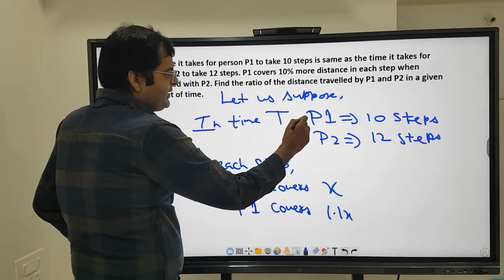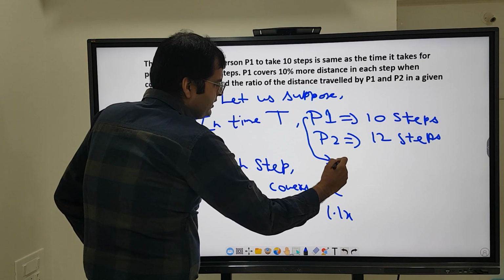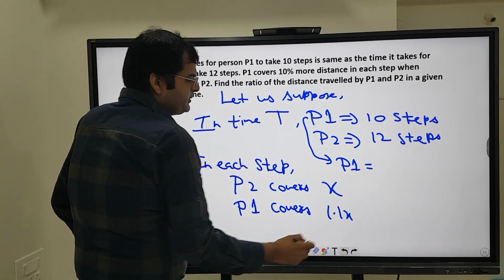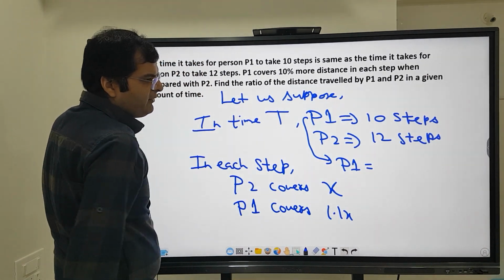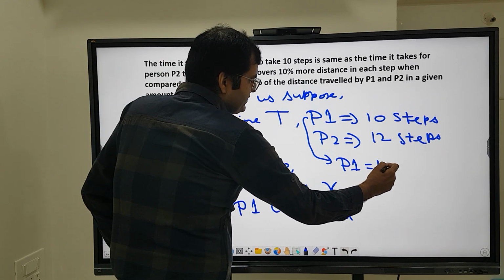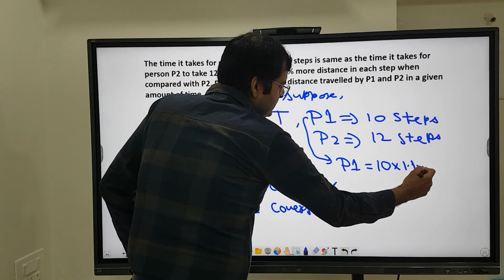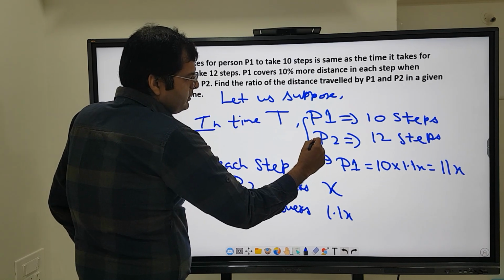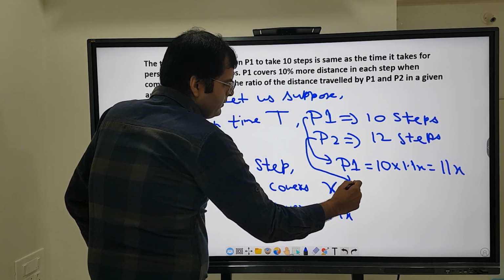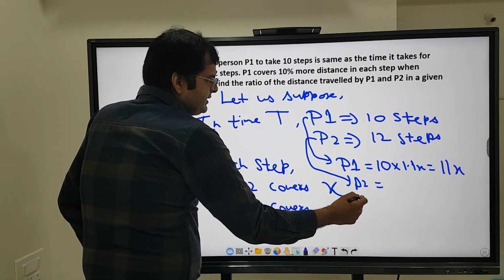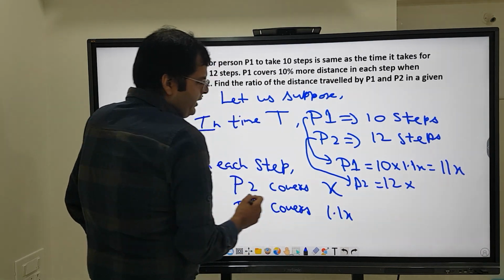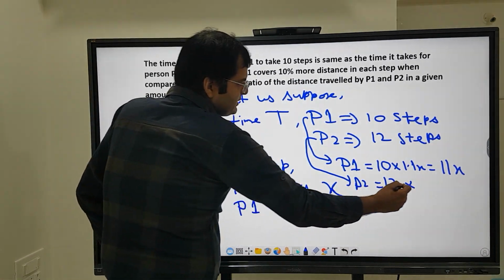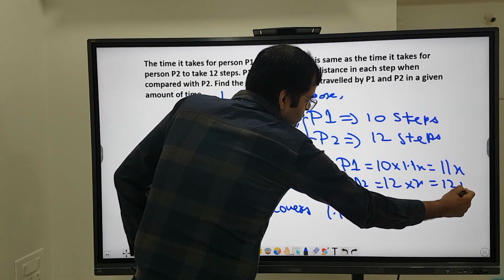So the distance covered by P1 in 10 steps will be how much? In one step P1 is covering 1.1x. So in 10 steps the distance is 10 times 1.1x, which is equal to 11x. And for P2, the same time is 12 steps, and in one step P2 covers x distance. So P2 covers 12 times x, which is 12x.